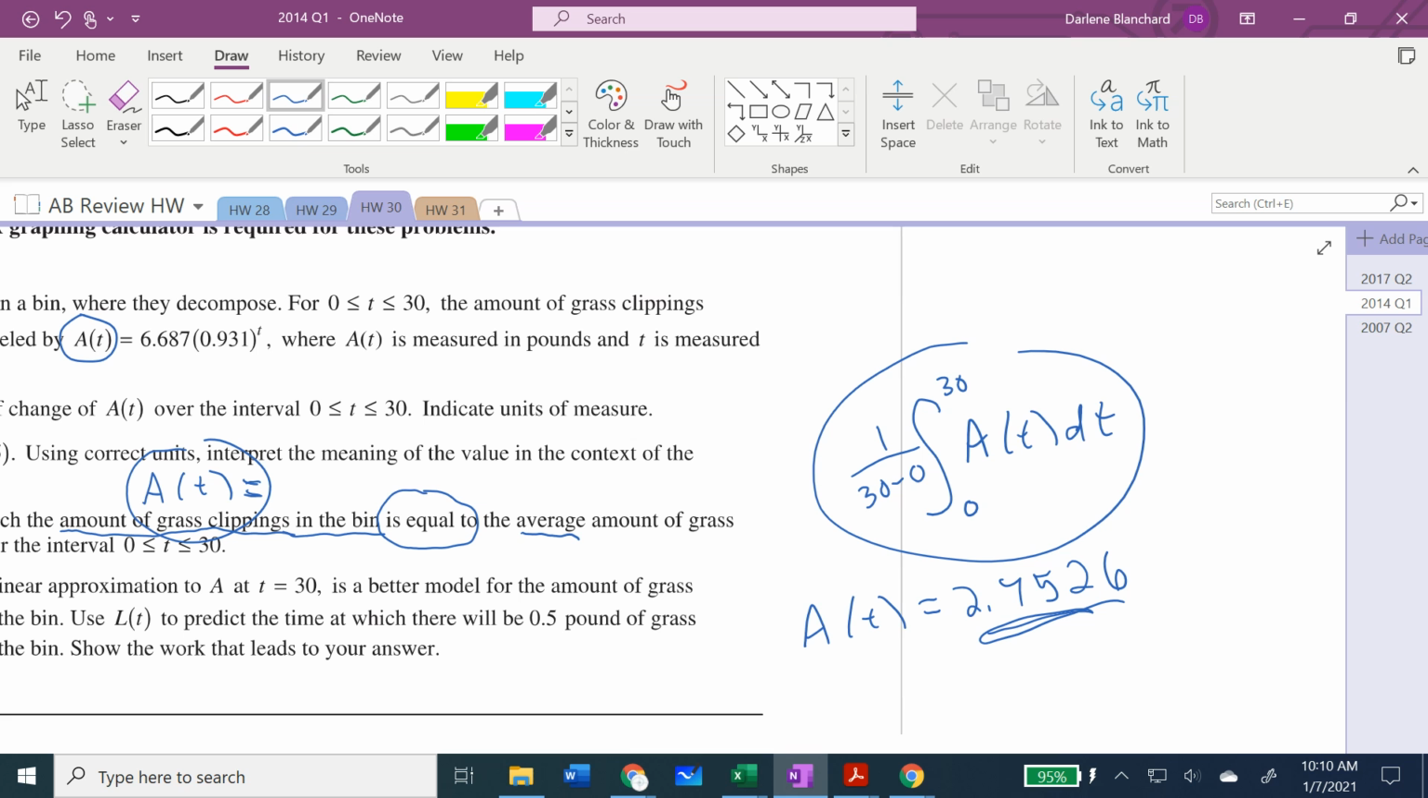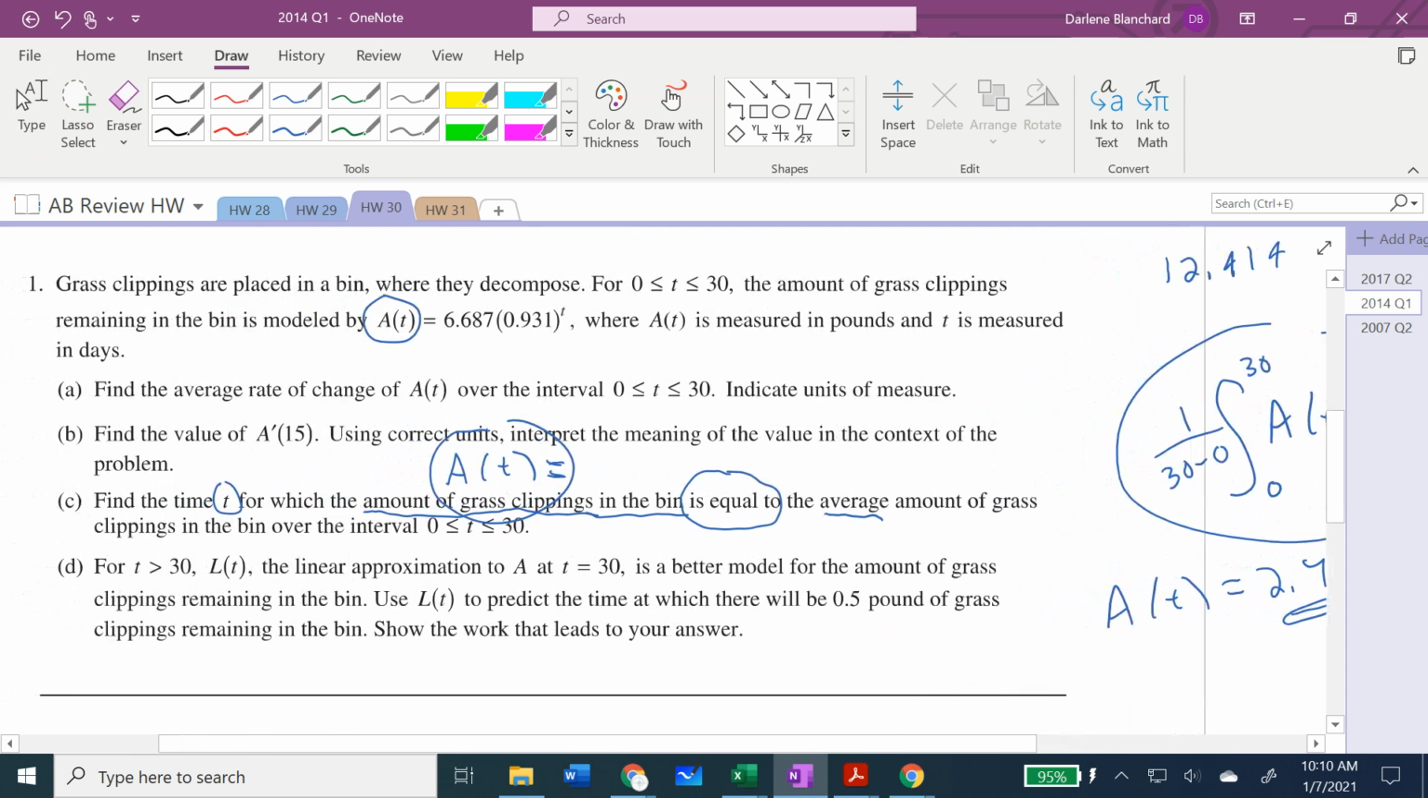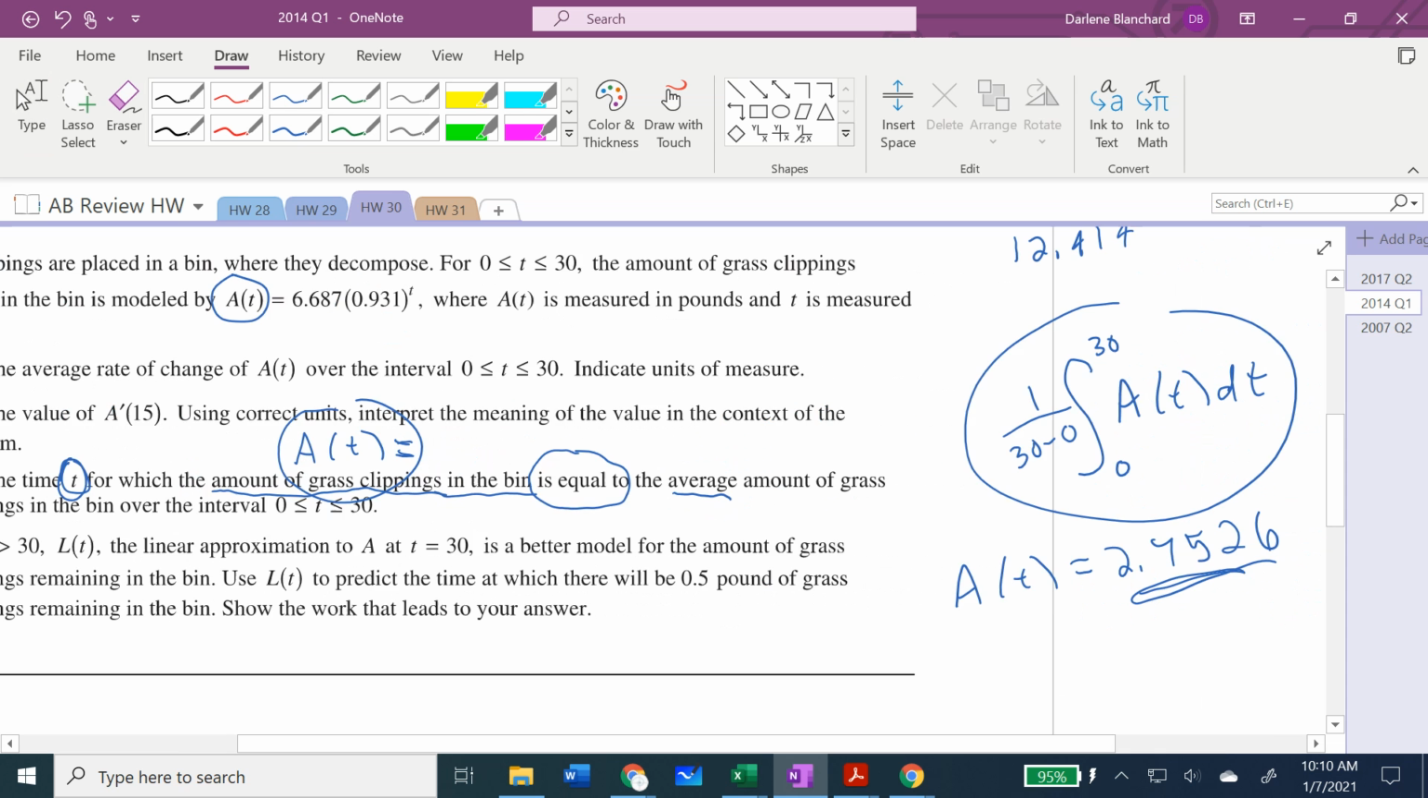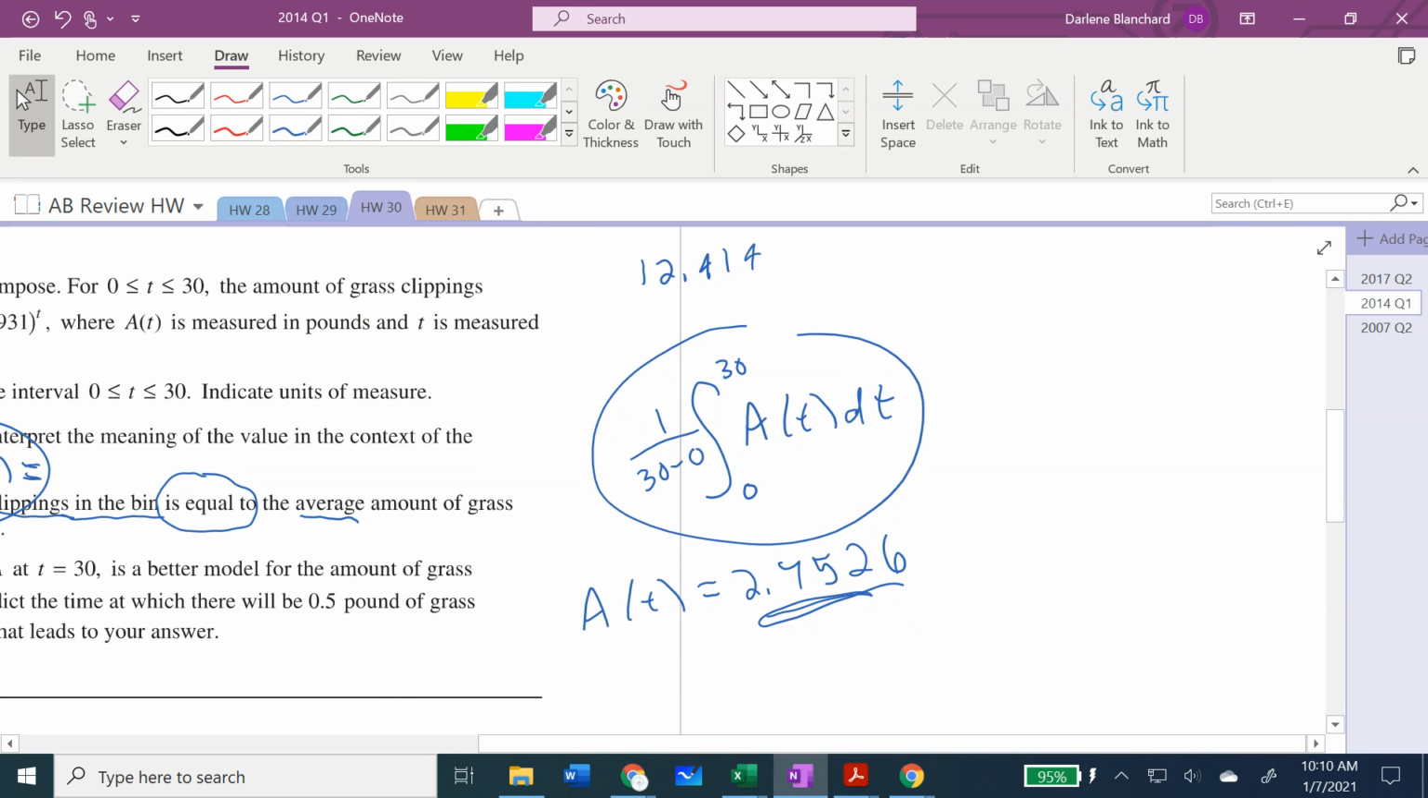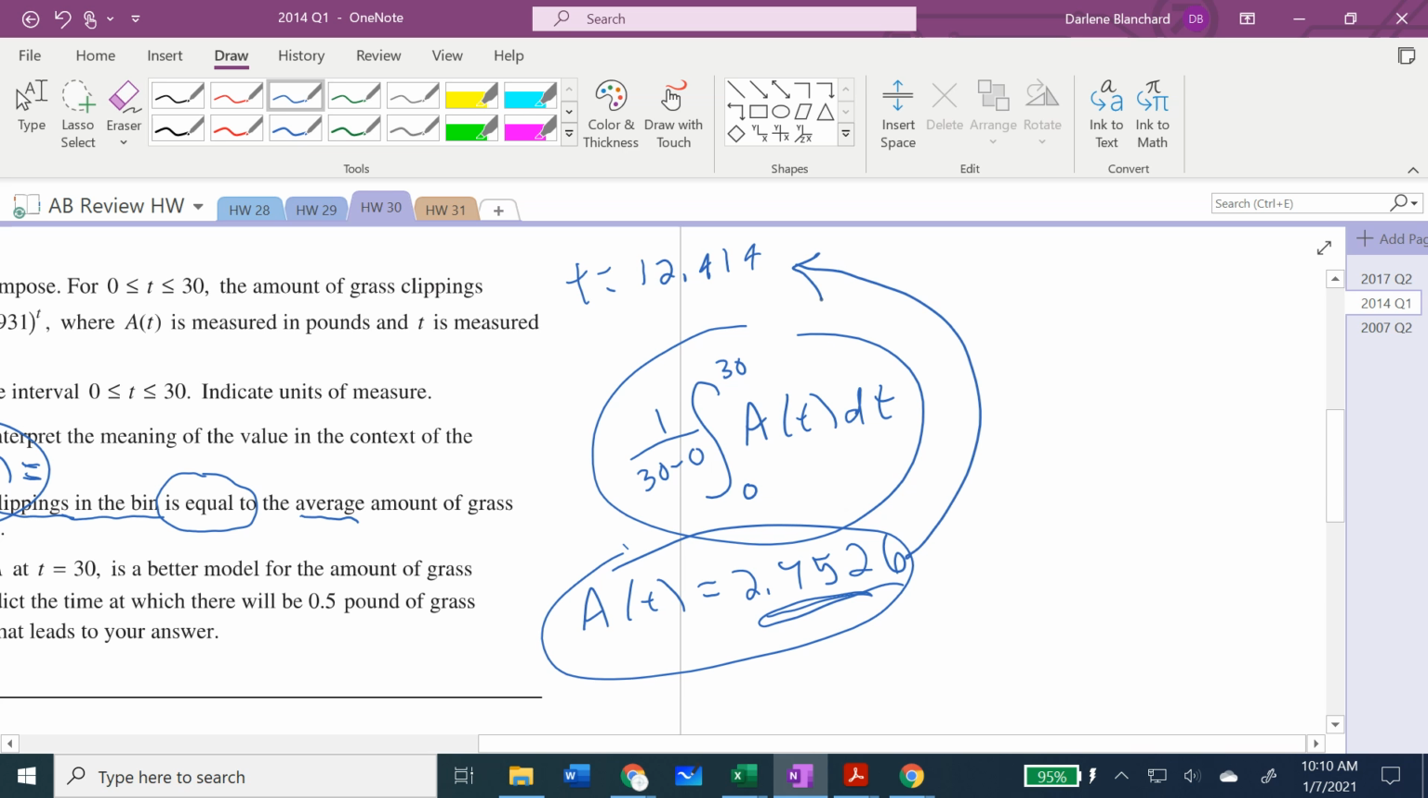And that is 12.414. So that's representing the time t for which the amount of grass clippings in the bin is equal to the average amount. So make sure you are clear that this is the equation you're solving and that the answer to t is then that number.